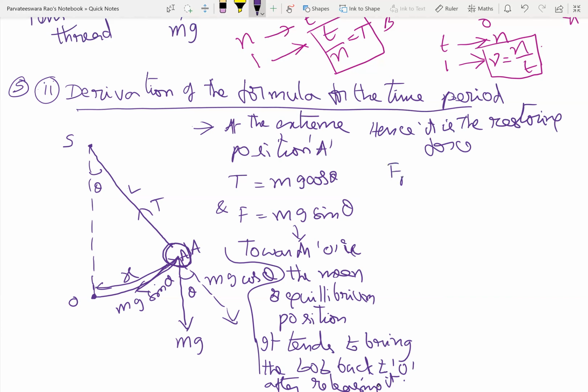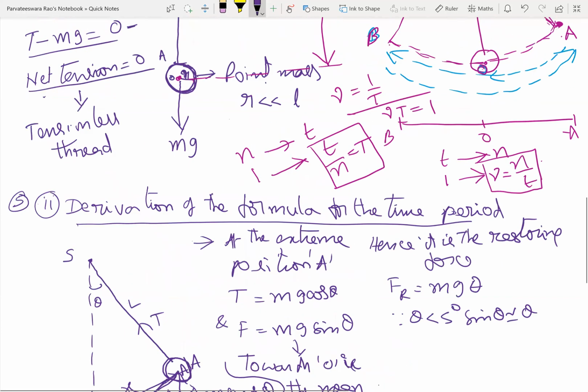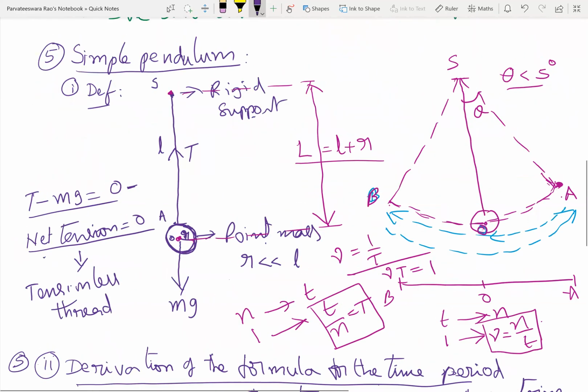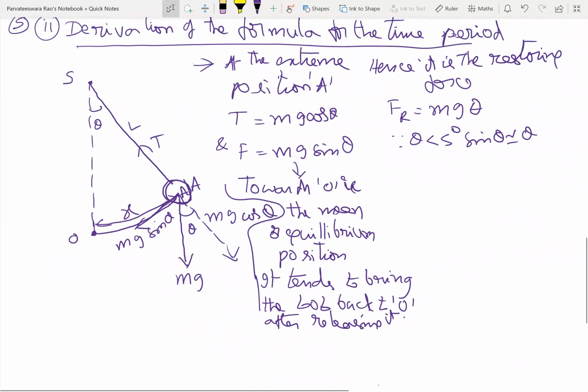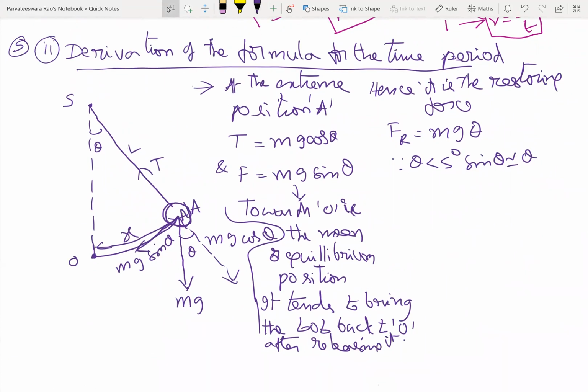So Fr will be equal to mg into theta, since theta is less than 5 degrees and sin theta is approximately equal to theta. Why should theta be less than 5 degrees? For the oscillations of a simple pendulum to be simple harmonic motion, the angular displacement should not be more than 5 degrees. Call this equation 1.